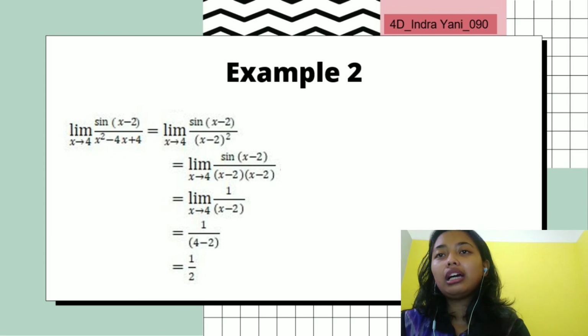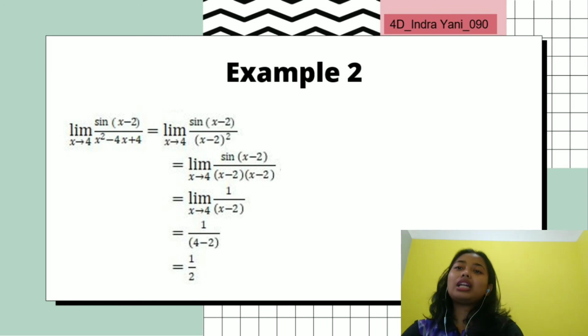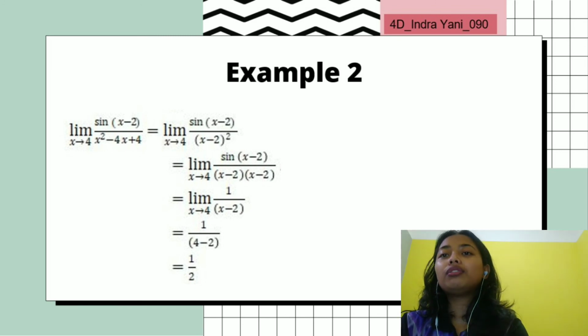Then we can change it to the limit of 1 divided by (x minus 2) as x approaches 4. The answer is 1 divided by (4 minus 2), and the final answer is 1 over 2.